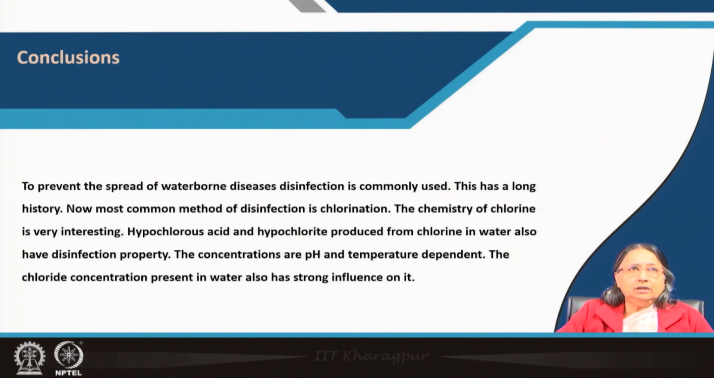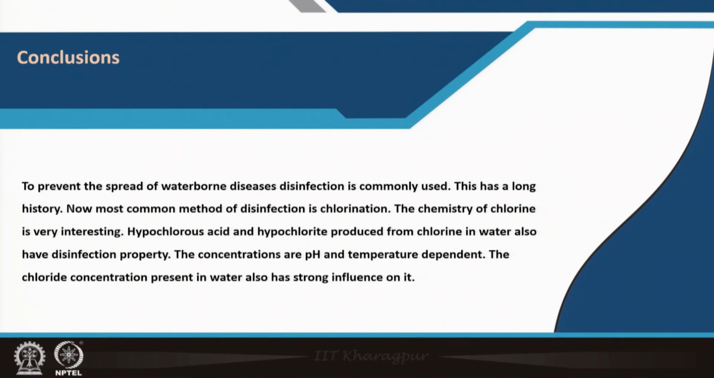Now, as conclusion for this lecture, I can say that to prevent the spread of waterborne diseases, disinfection is commonly used. I have already explained. This has a long history. Now, the most common method of disinfection is chlorination. The chemistry of chlorine is very interesting. Hypochlorous acid and hypochlorite produced from chlorine in water also have disinfection property. The concentrations are pH and temperature dependent. The chloride concentration present in water also has a strong influence on it, which I discussed also.